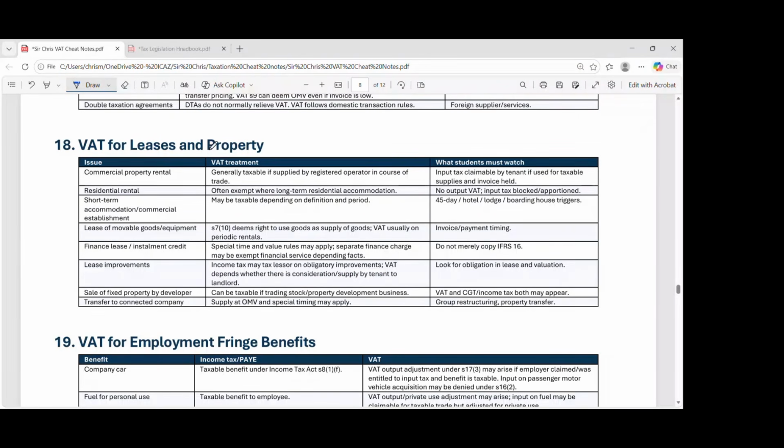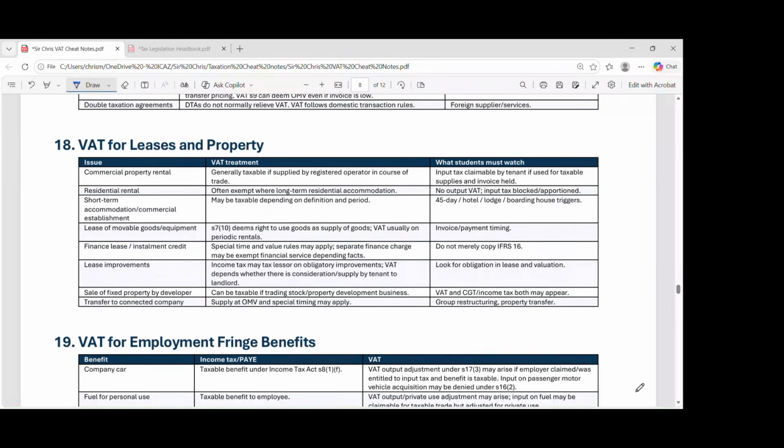So if it's for leases and property, so it can be commercial property rental. So generally taxable if supplied by a registered operator, please. So accommodation, etc. It depends who is providing. If it's a registered operator, it's generally taxable. But if not, no. So what students must watch out for: input tax claimable by the tenant if used for taxable supplies and invoiced, isn't it? Then if it's residential rental, often exempt, where long-term residential accommodation, no output, and input tax is blocked or apportioned, isn't it? Then short-term accommodation or commercial may be taxable depending on the definition and period.